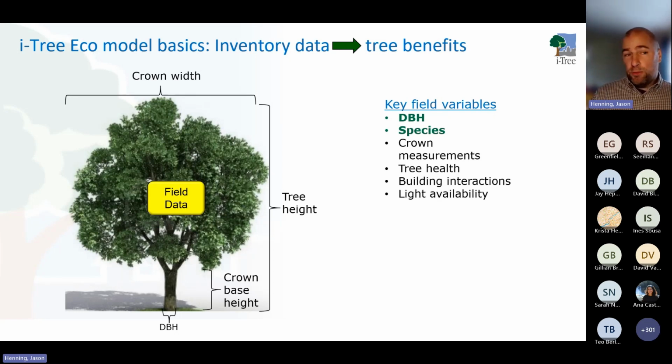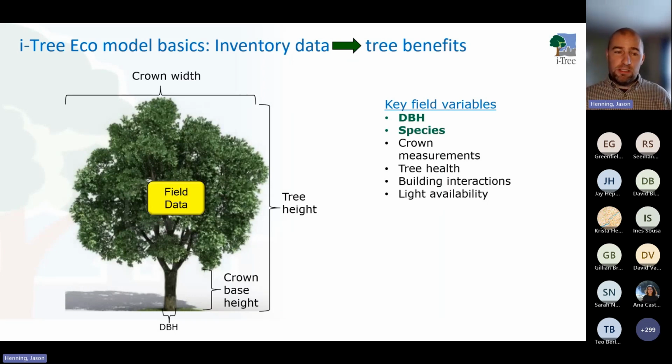If you have crown measurements, you can provide those, and you'll get more accurate estimates because you've got more precise data going into the models. All of our tools are also typically going to ask for something about tree health. Healthier trees grow faster. They've got more leaf surface area.